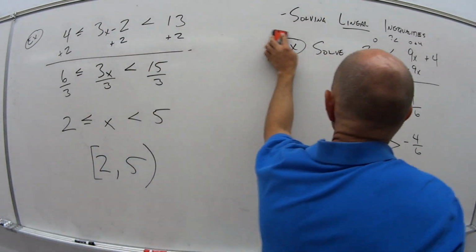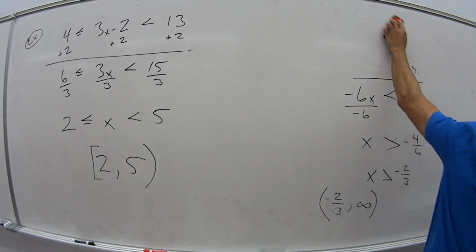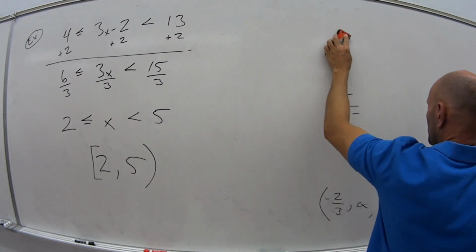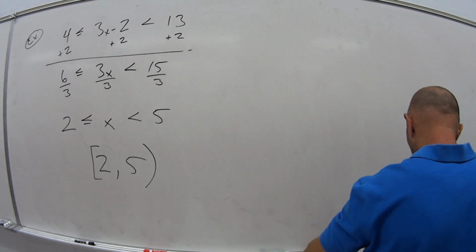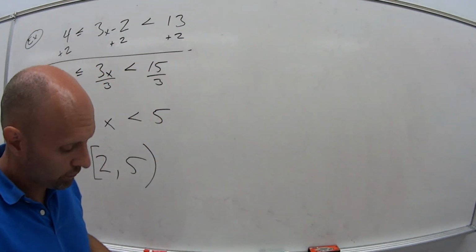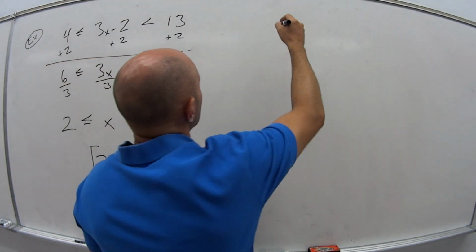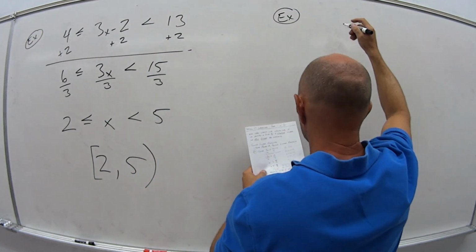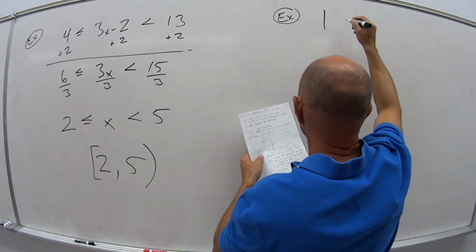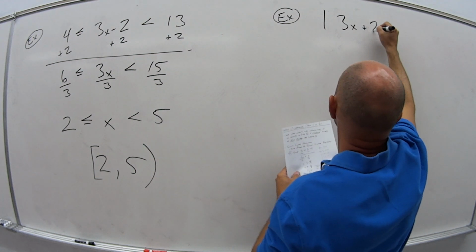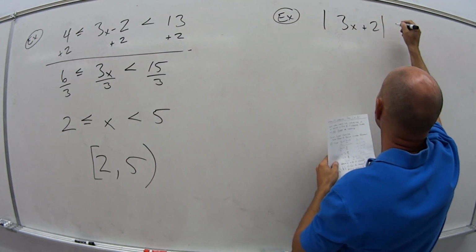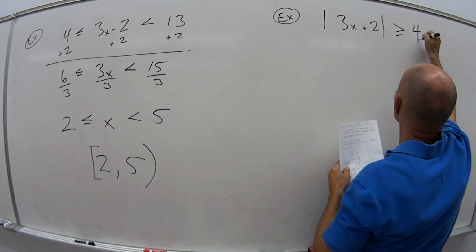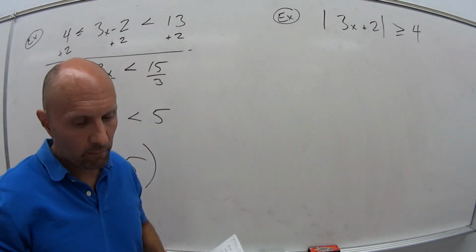And then lastly, another type of linear inequality is that of the absolute value inequality. I guess it's not really linear, it's its own special class. Absolute value inequality. We might have something like the following. 3x plus 2, the absolute value, is greater than or equal to 4.